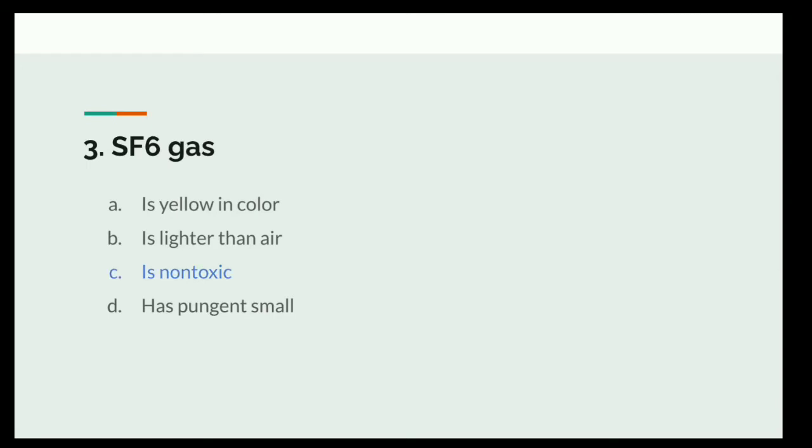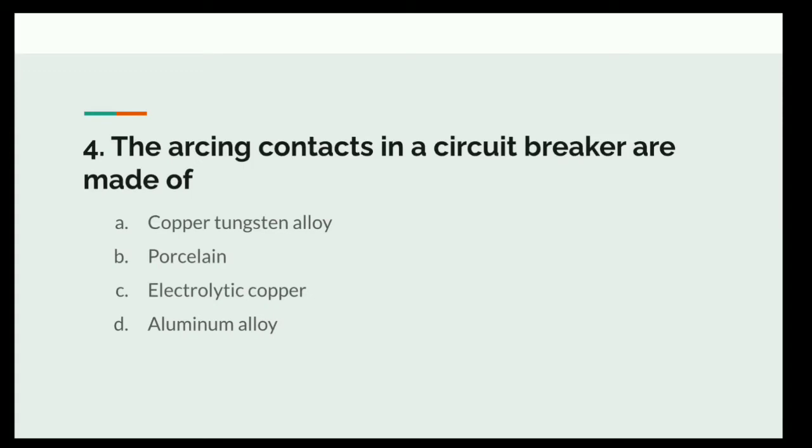So the next question. The arcing contacts in a circuit breaker are made of A. Copper tungsten alloy, B. Porcelain, C. Electrolytic copper, D. Aluminum alloy. And the correct answer is copper tungsten alloy.